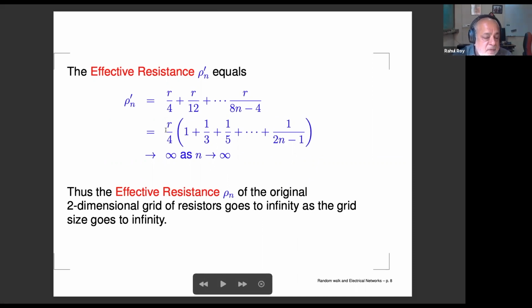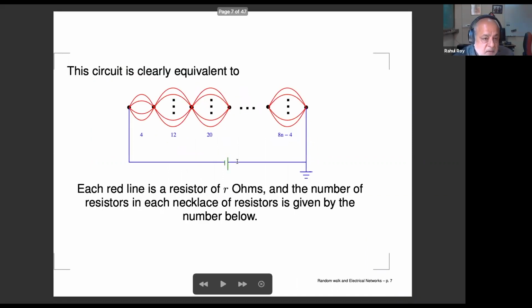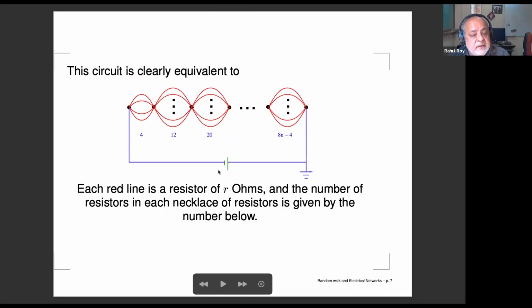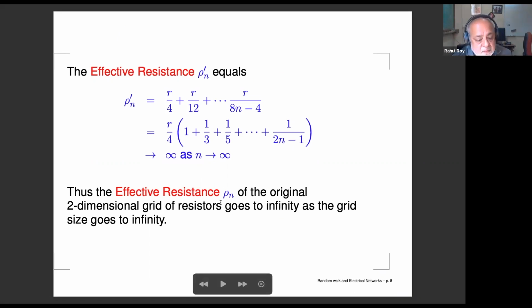In other words, we have r over 4 multiplied by 1 plus 1/3 plus 1/5, etc., up to 1 over 2n minus 1. And this sum goes to infinity as n goes to infinity. Therefore, rho prime n goes to infinity as n goes to infinity. And since the effective resistance of this modified circuit goes to infinity as n goes to infinity, the effective resistance of the original circuit also goes to infinity as n goes to infinity. Thus, in a 2-dimensional grid, the effective resistance also goes to infinity, just like in the 1-dimensional case, when we had just a string of n resistors connected in series, and that also went to infinity.